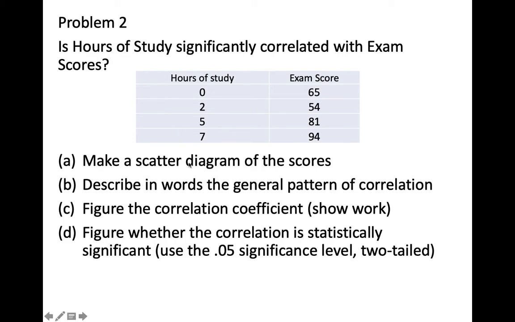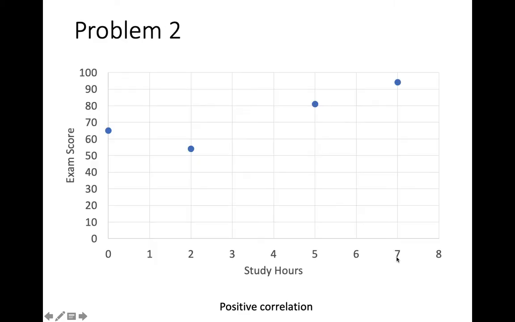So we're making a scatter diagram of the scores, describing in words the general pattern of the correlation, figuring out the correlation coefficient, and then determining whether that correlation is statistically significant. And I instructed you to use the 0.05 significance level as well as a two-tailed test. All right, so here's the pattern of data. You can see that generally we have a positive correlation because the trend of the data is sloping up from left to right.